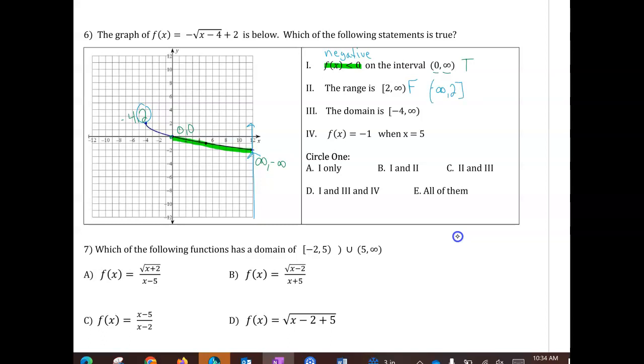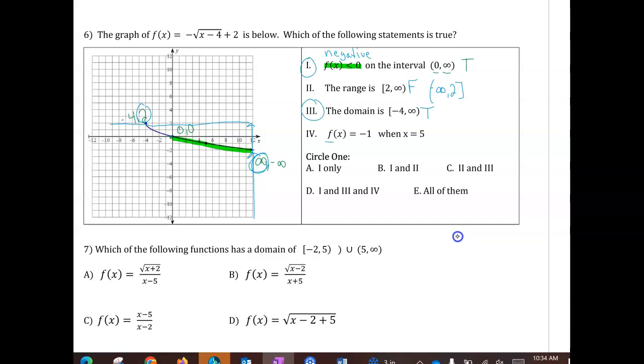All right, my domain, my small x is -4, my big x is infinity. So if I scroll from the left to the right, the first thing I hit is -4. And then if I keep going to the right, I get to this infinity. So this one's true.